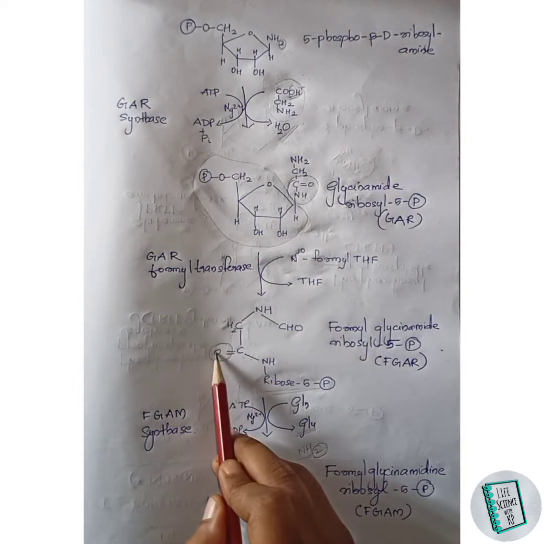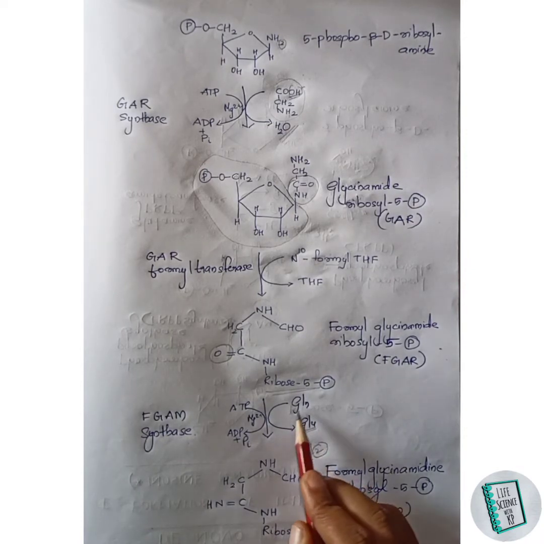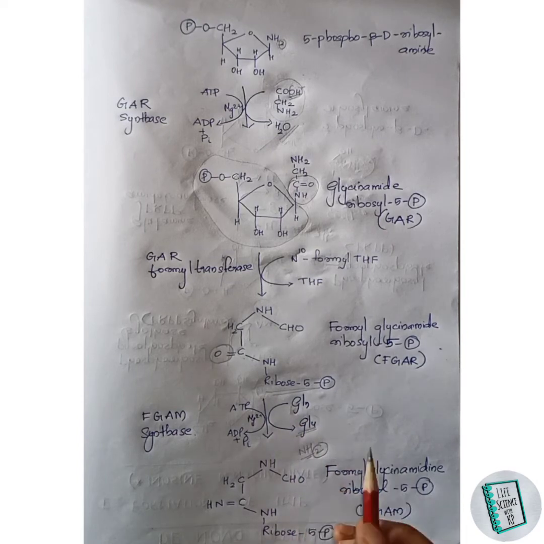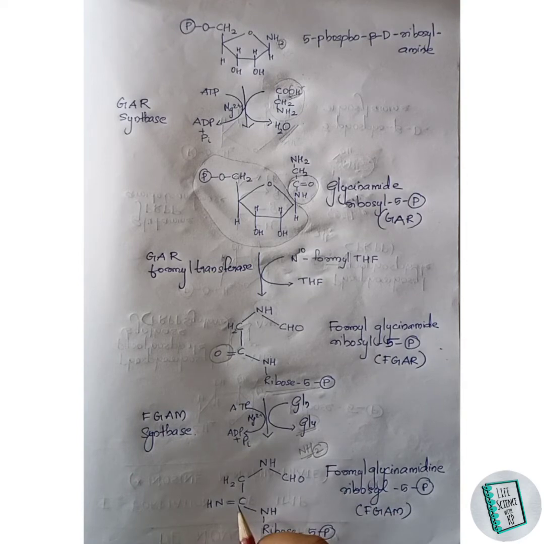That is, this O along with one hydrogen of the amide group leaves with this glutamate, and the remaining NH joins with this carbon as a double bond NH to preserve the valency here. Thus this FGAM, or formylglycinamidine ribosyl 5-phosphate, is formed.